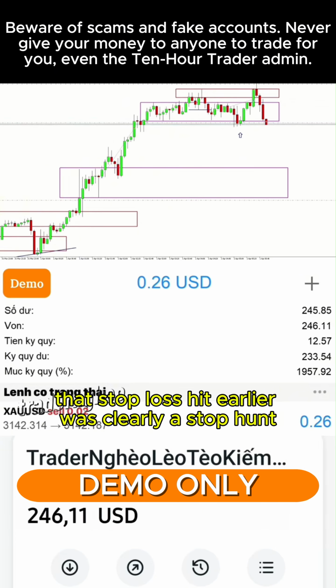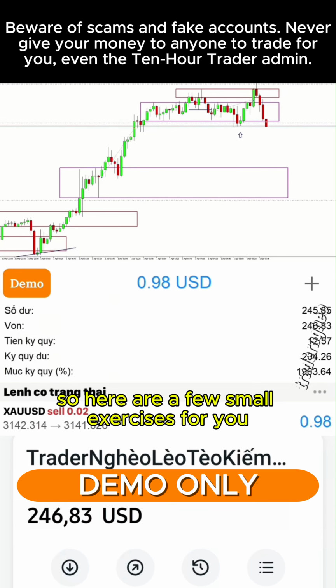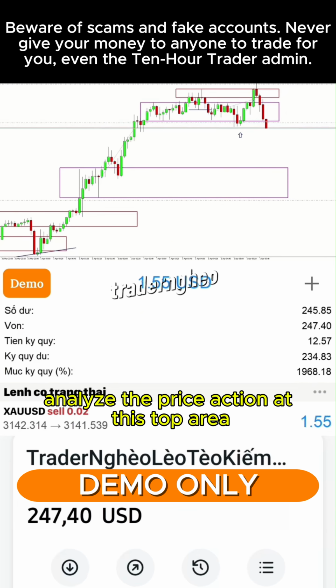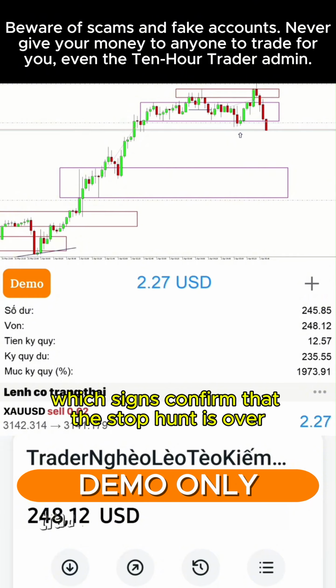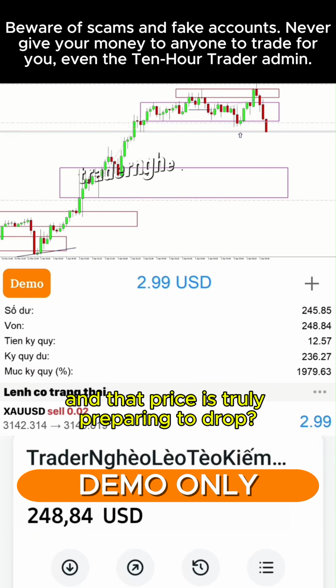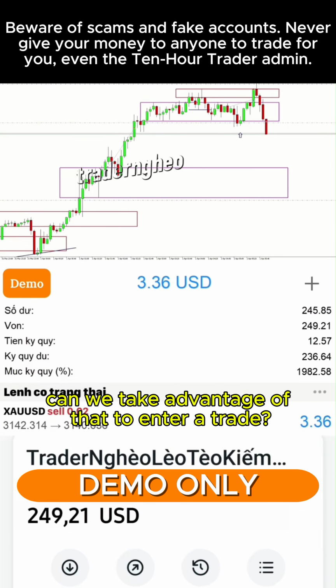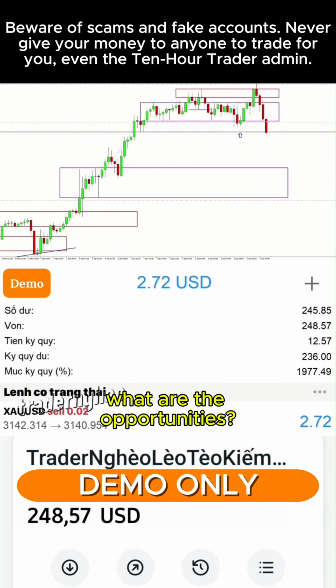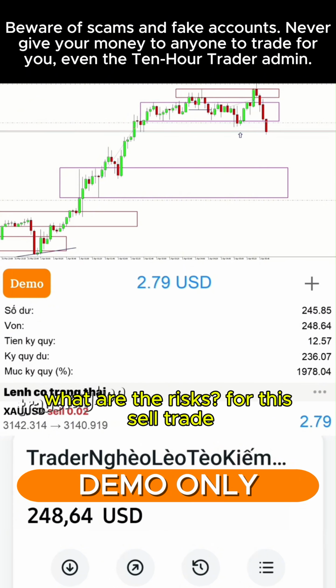That stop loss hit earlier was clearly a stop hunt. So here are a few small exercises for you. Analyze the price action at this top area. Which signs confirm that the stop hunt is over and that price is truly preparing to drop? Can we take advantage of that to enter a trade? What are the opportunities? What are the risks?